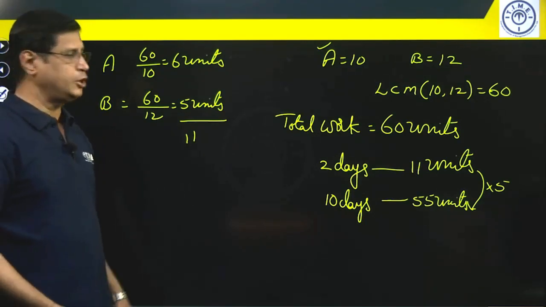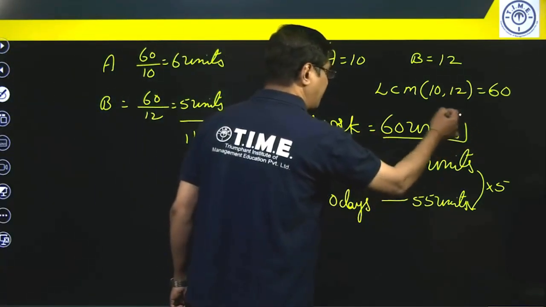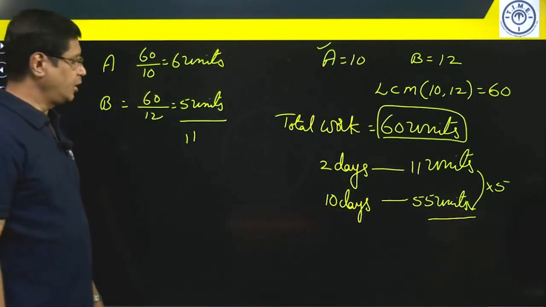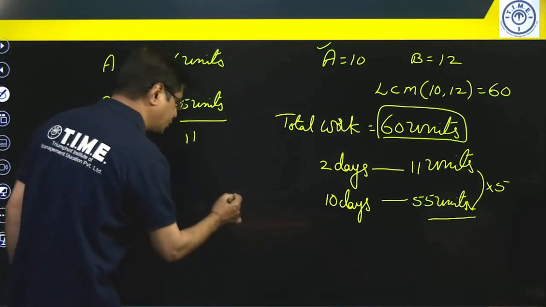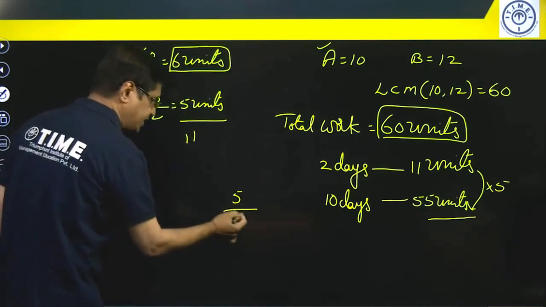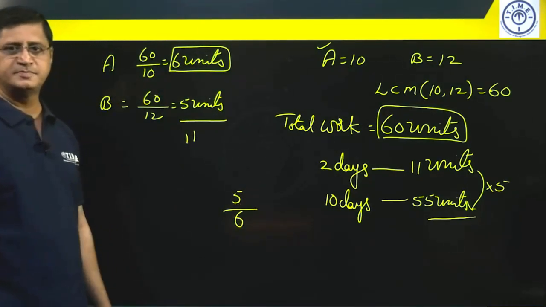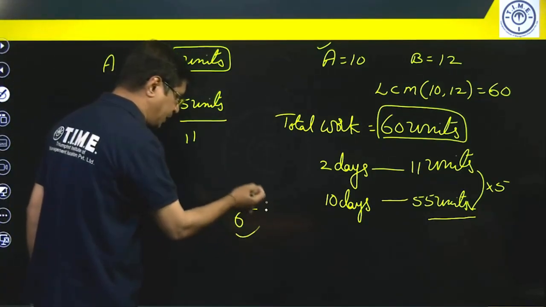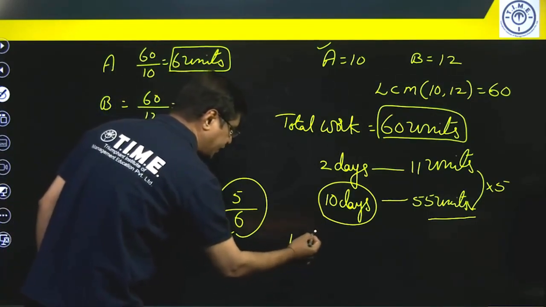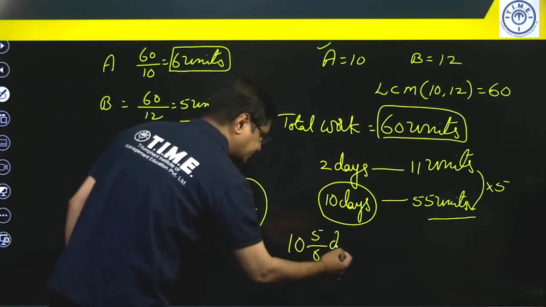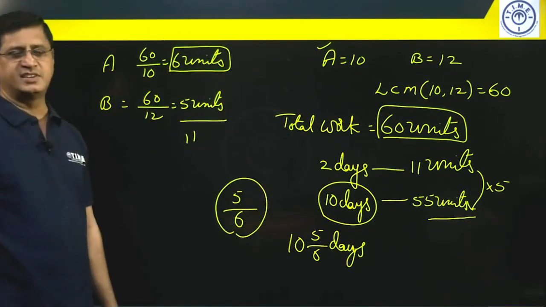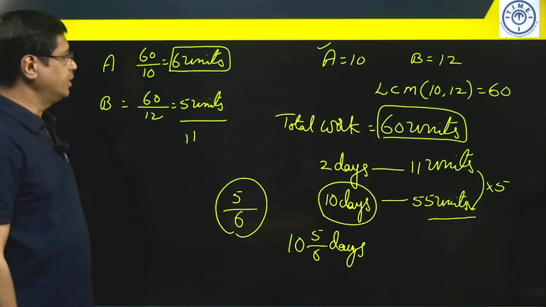What is the remaining units means 60 minus 55. The remaining is 5 units. Now remaining is 5 units. The capacity of the person is 6 units per day. So what is the capacity means 5 by 6. So what is the number of days means 5 by 6 plus 10, that is equal to 10 5 by 6 days. Am I clear? So what is the number of days here? 10 5 by 6 days by using LCM concept.